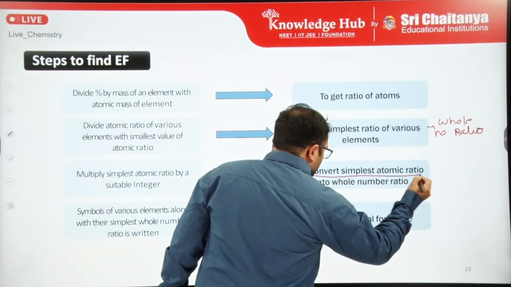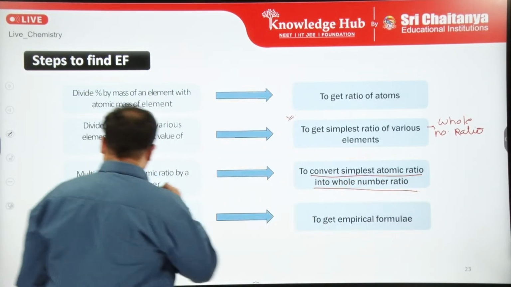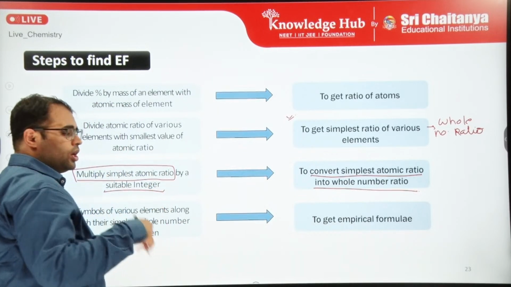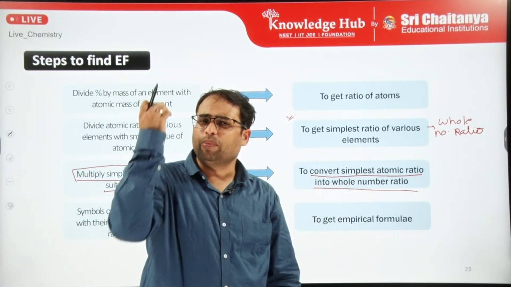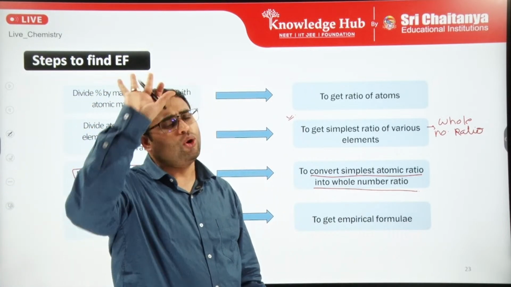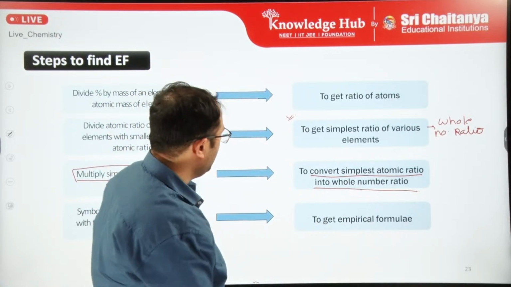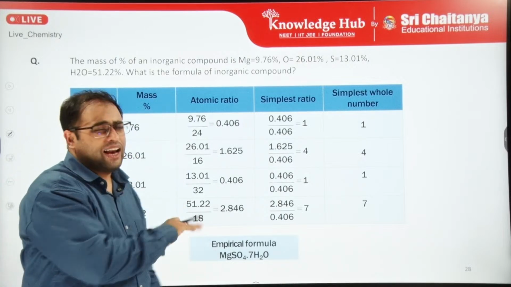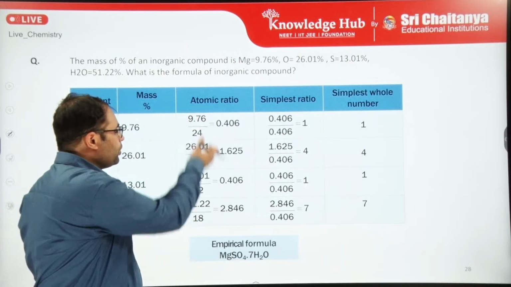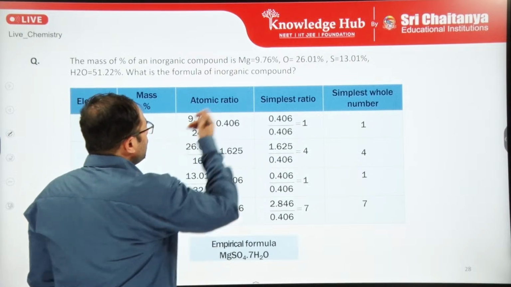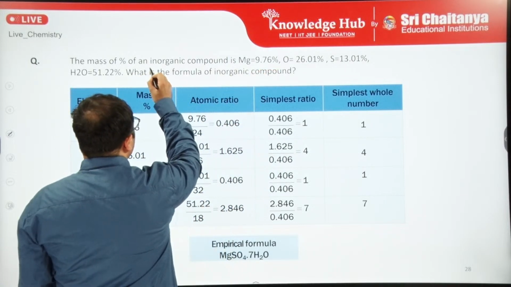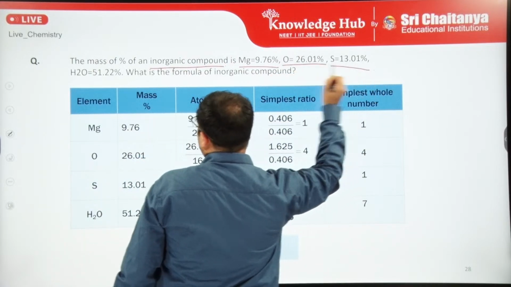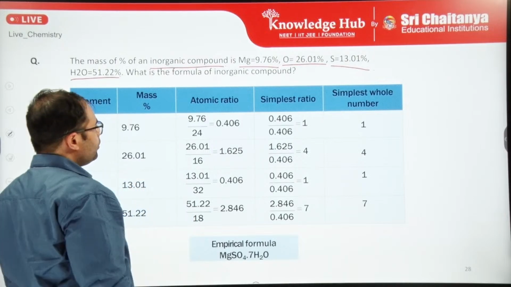Convert the simplest atomic ratio into a whole number ratio. How? By multiplying the simplest atomic ratio by a suitable integer. By hook or by crook, multiply by any number you like, make it a whole number ratio. That should be your aim. So let us take one of those questions. Here you have it. I've done the calculations already because it takes a little time to get all the decimals. So you have an inorganic compound which has magnesium, oxygen, sulfur and H2O, right?